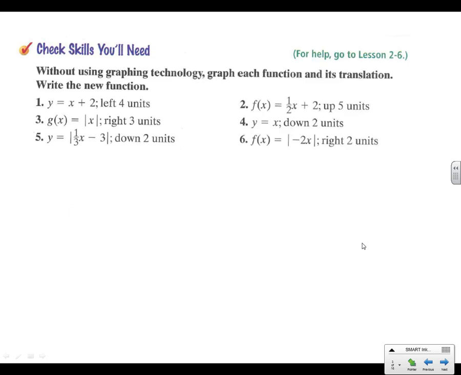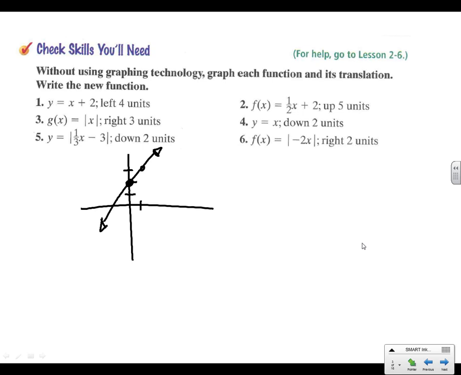I'm going to do one for you. You guys will do the rest. And so it says we want to graph the original shape, whatever it is. And so the first one, y equals x plus 2. I would go up 2, make a dot. My slope is 1, so I'd go up 1 and over 1, make another dot, connect it, and I've got myself a nice straight line.